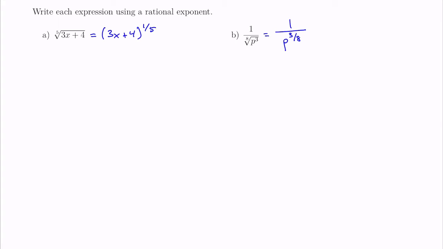Just as a reference, we could also rewrite 1 over p to the 3/8 as the expression p to the negative 3/8. As always when working with exponents, whether a negative exponent is considered to be acceptable will depend on context, and it will depend on the directions you're given. Given the directions that have been included with this example, either answer would be fully correct.